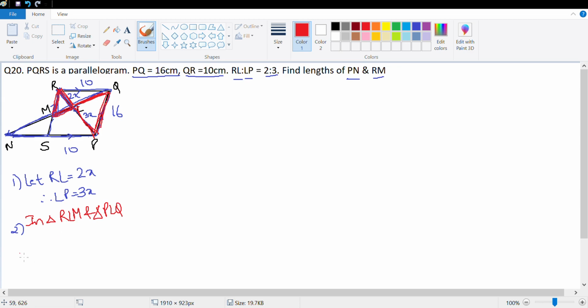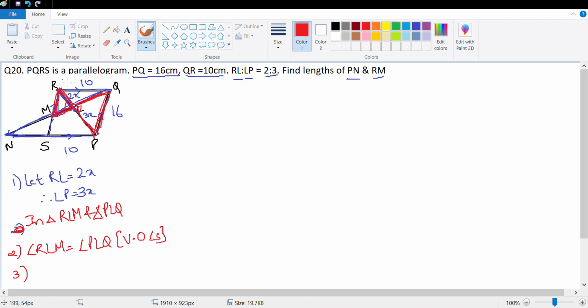RLM and PLQ. What we get is point number 2: angle RLM, which is this angle, and this angle, which is angle PLQ, are equal. These are vertically opposite angles.